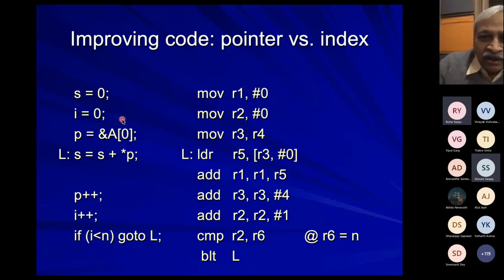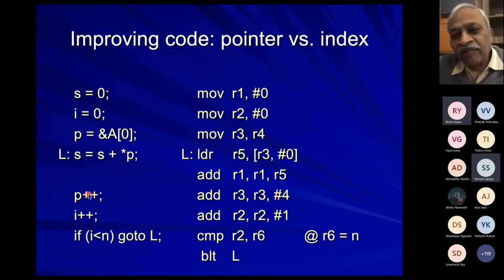I would like to now change this program to make it more efficient. Okay, rather than doing multiplication and address calculation in that manner, suppose we keep a pointer, which is initialized to the first location of A, and then we need to simply increment the pointer. This will avoid multiplying by 4 and then adding it to the base.